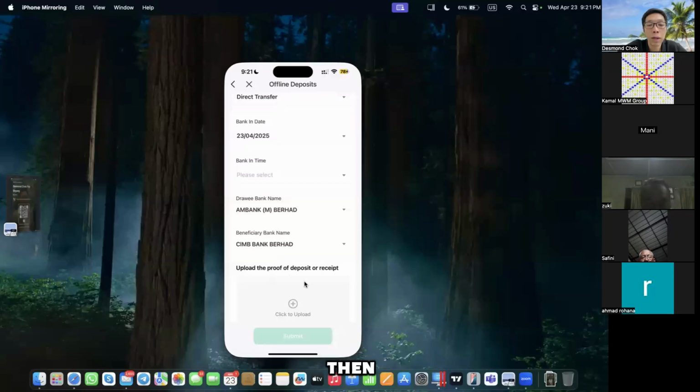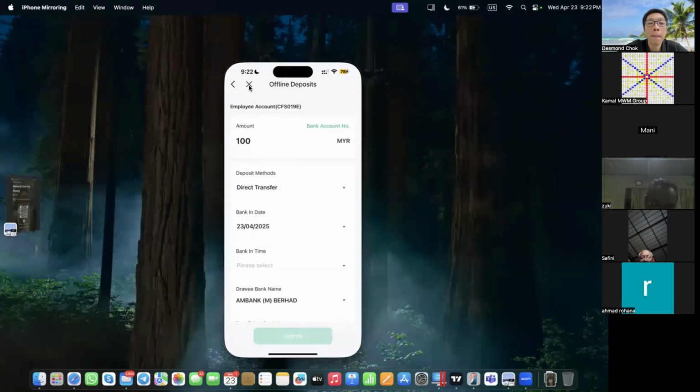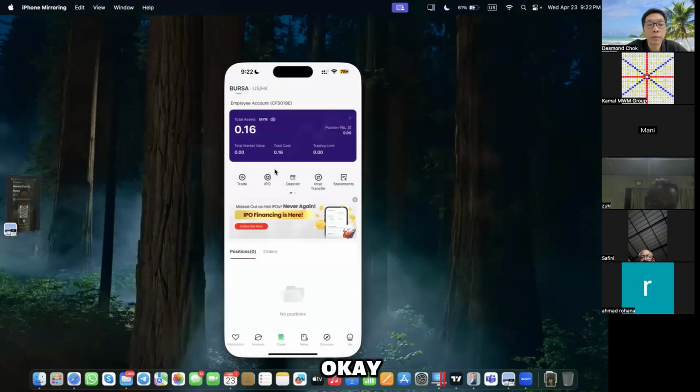So one time, then when you get the receipt, you need to upload. Click here to upload your receipt. So there's another additional step if you're doing offline deposit. Okay, inter transfer.